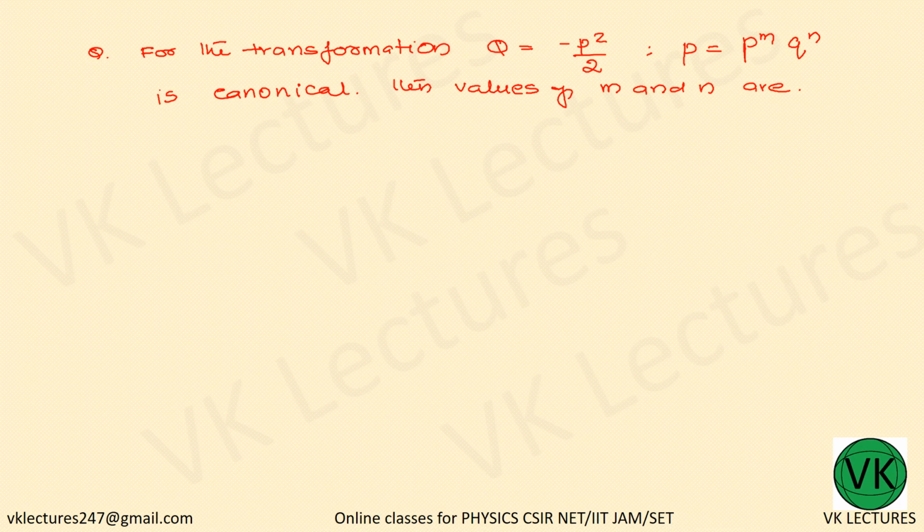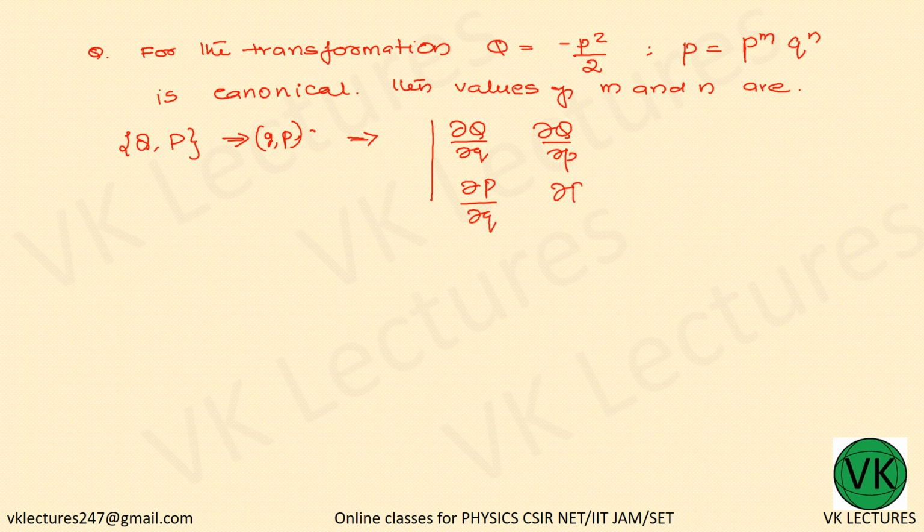So we have Q, P moving to capital Q and capital P. This gives us the determinant. If you want to find out whether it is canonical, you have to find out the Jacobian first: dou Q by dou q, dou Q by dou p, dou P by dou q, dou P by dou p.